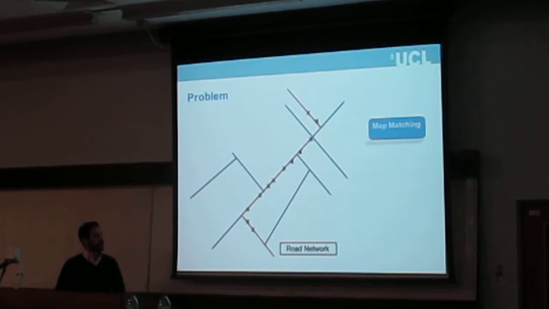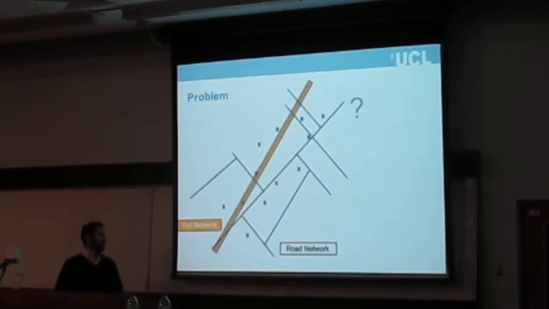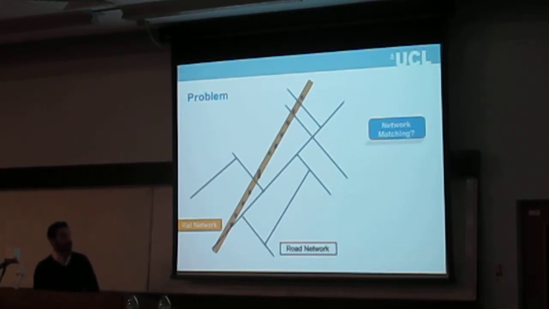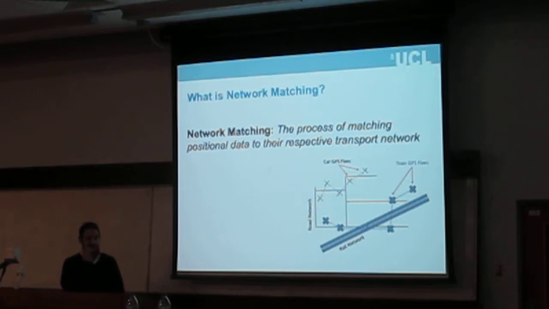However, another problem is if we have more than one network, like a rail network and a road network. How do we match that? How do we just match to the nearest network, or how do we select the network to match to? We can regard that as a process of network matching rather than map matching. So network matching could be the process of matching any positional data, which usually has error in it, to the respective transport network.